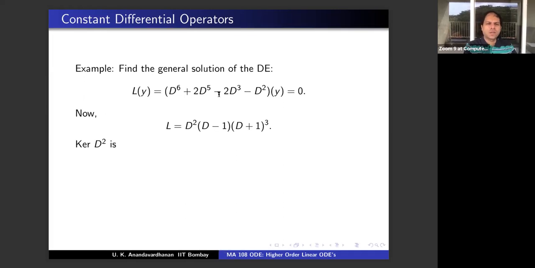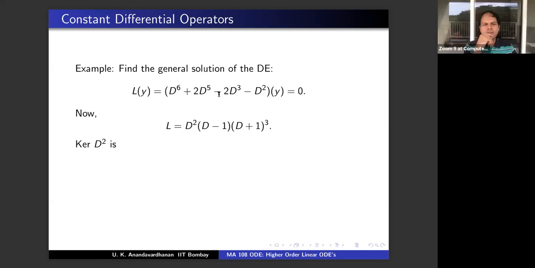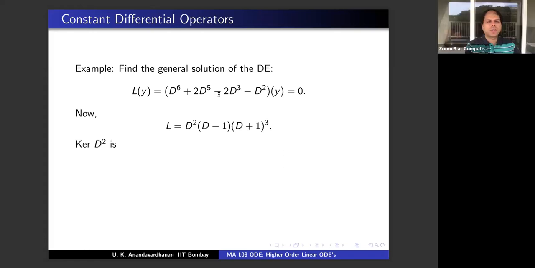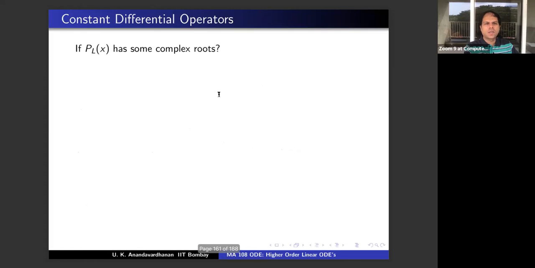So kernel of d square is, this is interesting. What is kernel of d square? 1 comma x. Yeah, e power 0x is 1. So 1 comma x. And kernel of d minus 1 is e power x, and kernel of d plus 1 cube is e power minus x, x e power minus x, x square e power minus x. So you are done. Okay, so this is all that is there.